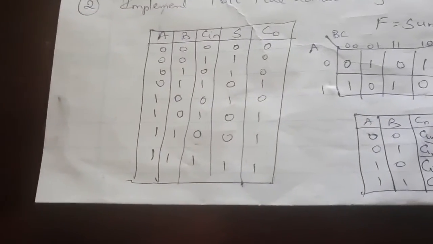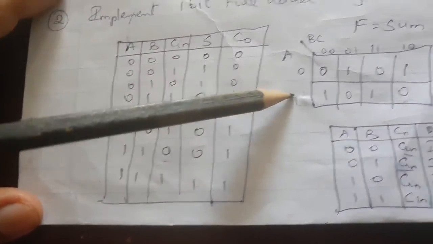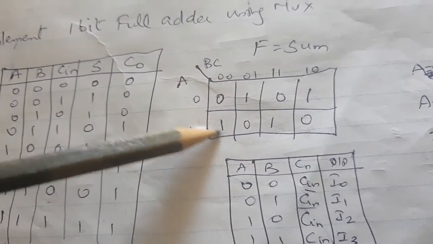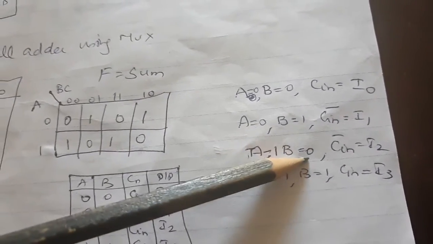Third condition: A is 1, B is 0. So for this condition, what is the answer? C bar. A is 1, B is 0, the condition is C bar. It is representing I2.